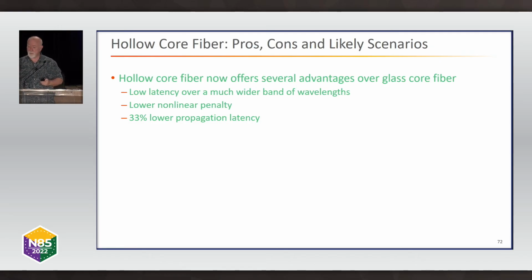The other thing to mention about the lower attenuation is that glass core fiber is approaching its theoretical minimum attenuation, whereas hollow core fiber is nowhere near its theoretical minimum attenuation. So potentially we could have a couple of orders of magnitude more reduction in attenuation in this fiber. There are no modifications needed to the transponders. You can use regular transponders.